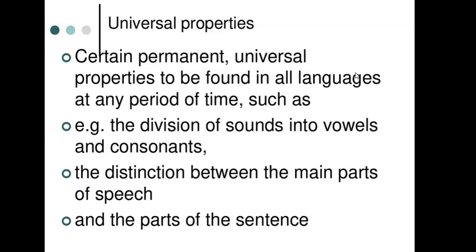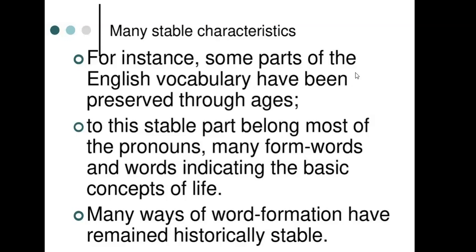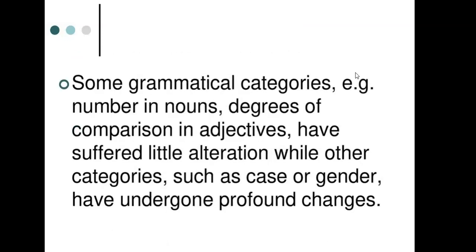There are certain permanent universal properties to be found in all languages at any period of time, such as, for example, the division of sounds into vowels and consonants, the distinction between the main parts of speech and the parts of the sentence. There are also many stable characteristics. For instance, some parts of the English vocabulary have been preserved through ages. To the stable part belong most of the pronouns, many form words and the words indicating the basic concepts of life. Many ways of word formation have remained historically stable.